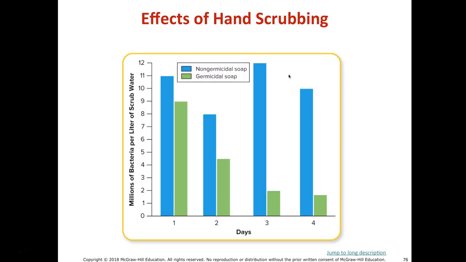So here is a chart showing us the effects of hand scrubbing. You can see in blue we have the non-germicidal soap versus the green, which is germicidal soap. And you can see as we move through the number of days, we are reducing the amount of bacteria that is found if we use the germicidal soap. So no surprise there.